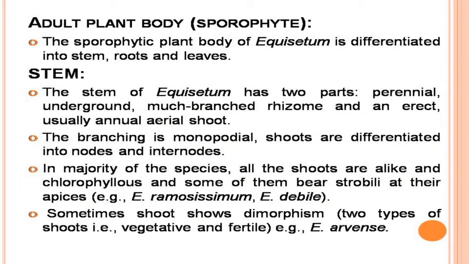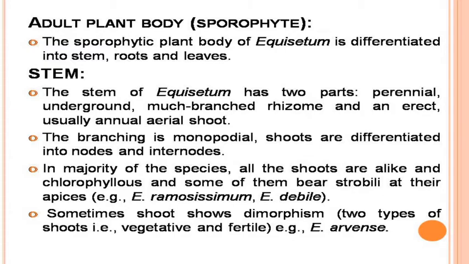We first talk about the adult plant body, which is a sporophyte, as Equisetum is a pteridophyte, so the sporophytic plant condition is dominant here. The plant body is divided into stem, roots and leaves. As I told, the stem is divided into two parts, that is the underground rhizome portion and the erect aerial shoot.